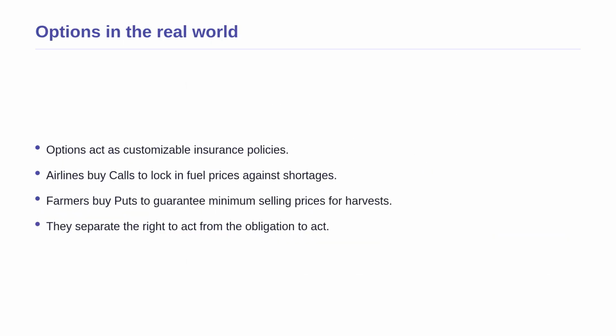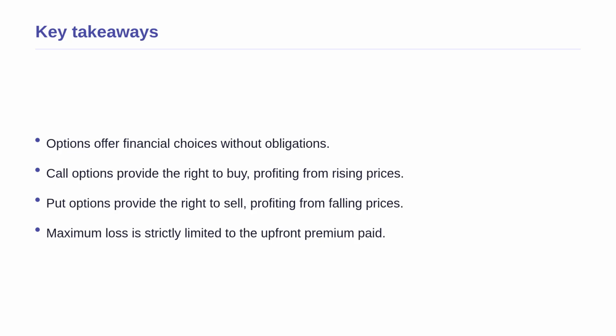These mathematical tools are not just theoretical, they are absolutely critical for modern financial risk management. In the real world, options act as customizable insurance policies. For example, an airline company might buy call options on crude oil to lock in fuel prices, ensuring a sudden shortage does not bankrupt them. Conversely, a farmer might buy put options on wheat to guarantee a minimum selling price for their harvest. By separating the right to act from the obligation to act, options provide a vital safety net that keeps the global economy stable.